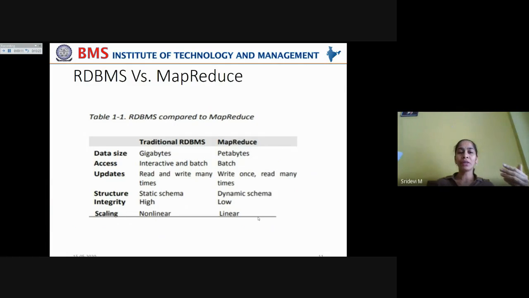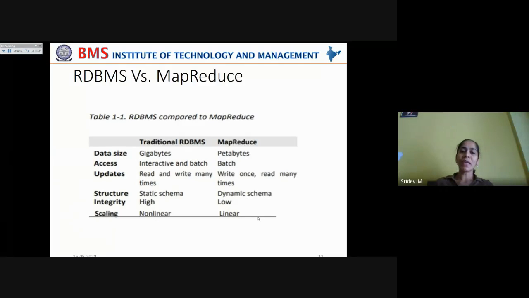They are differentiated with respect to data size, the access they provide, the updates they entertain, and the structure, integrity, and scaling. With traditional RDBMS, we can work only with gigabytes of data, whereas MapReduce supports petabytes of data analysis. And the access pattern in RDBMS is interactive as well as batch, whereas MapReduce supports only batch and doesn't support interactive access, but it can still keep the client informed about the MapReduce jobs that are running in the background.